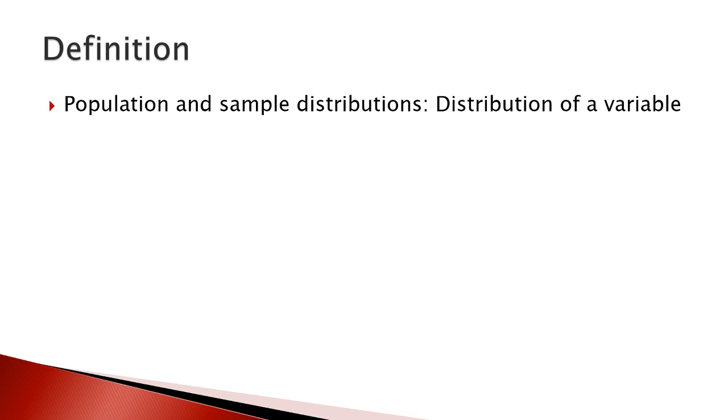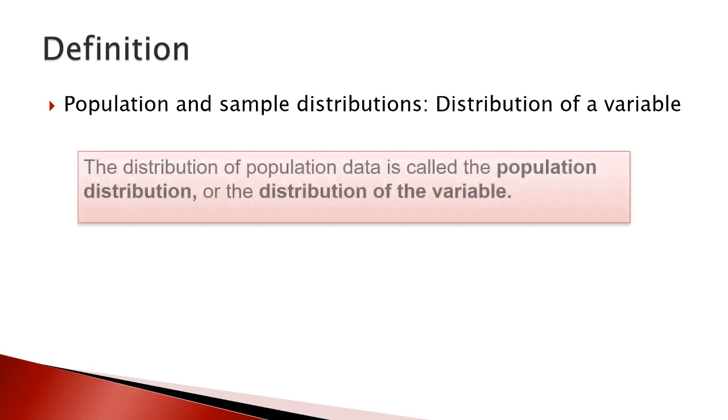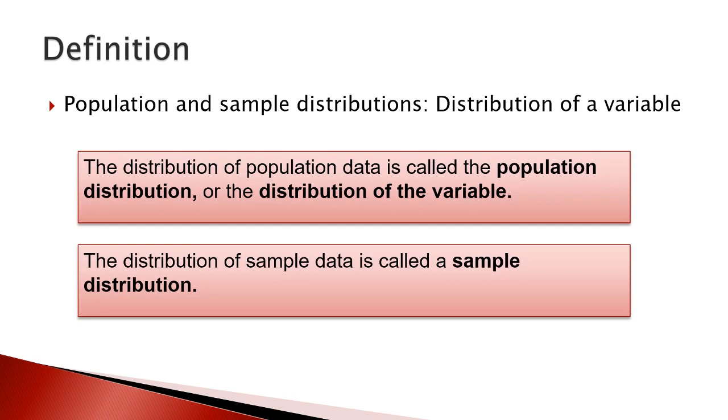And the next definition is population and sample distribution of a variable. The distribution of population data is called the population distribution, or the distribution of the variable. And the distribution that we derive from the sample is called the sample distribution. The distribution of sample data is called the sample distribution. Okay, those are the two definitions of population and sample distribution.